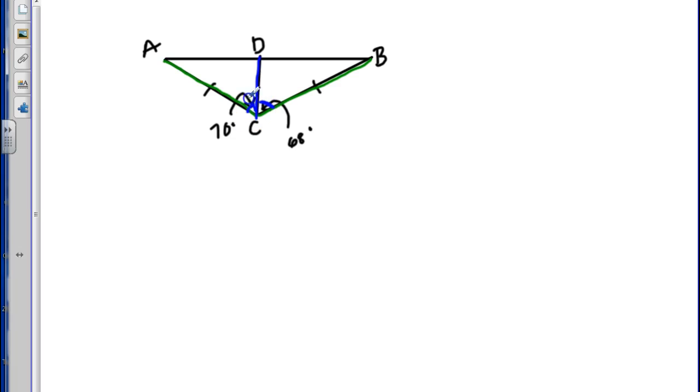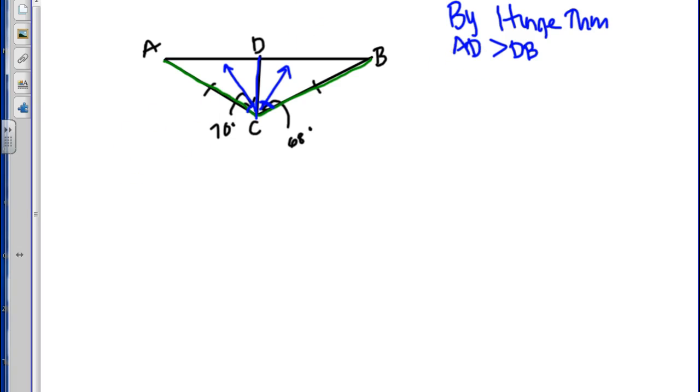Well, AD is opposite the 70-degree angle, so I know that side AD is larger than side DB, no matter what the picture looks like, because this angle is bigger. The side opposite that angle is larger. It makes absolutely no difference what the picture looks like. So by the hinge theorem, we know that side AD is longer than side DB.